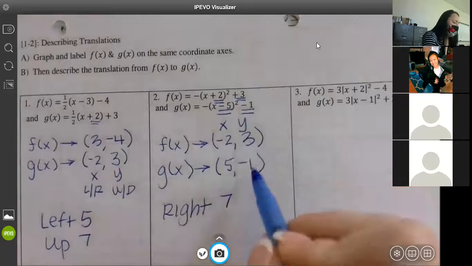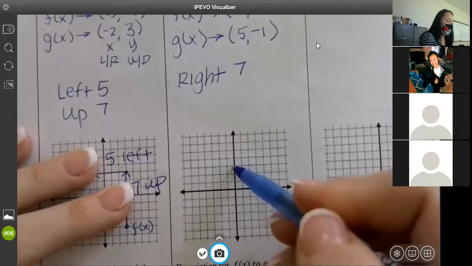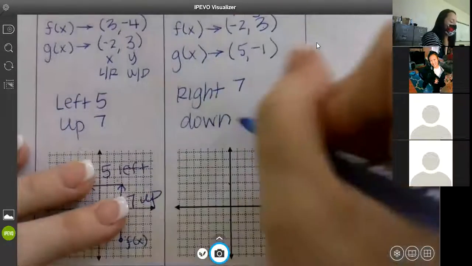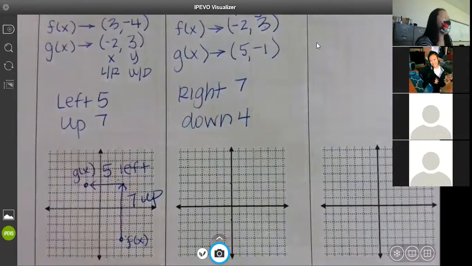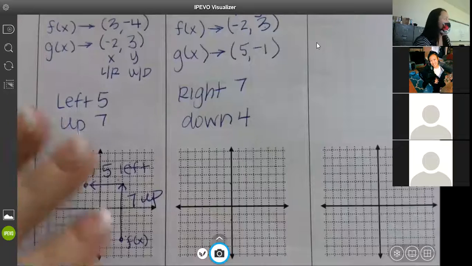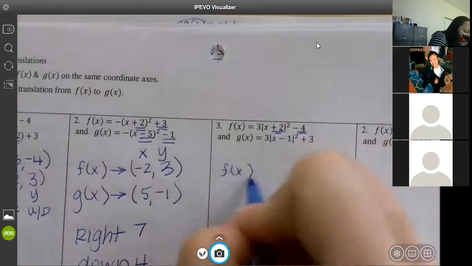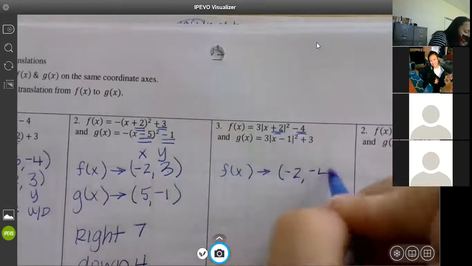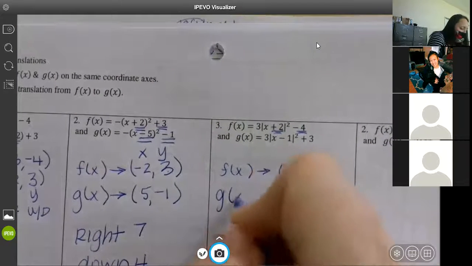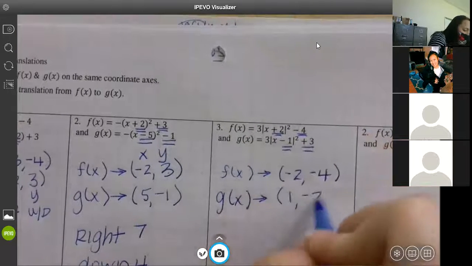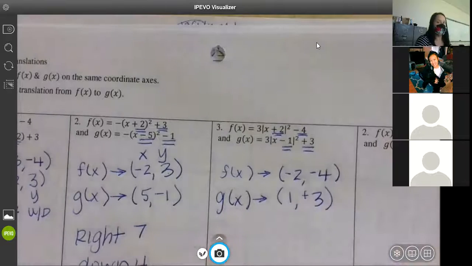Same thing on the other one, from 3 to -1. On the y-axis, on +3 to -1, I would be going down. And 3 to -1 is 4 units apart. That's all it's asking you, what is the translation? How did it move? Again, I don't need you to graph it, but if you'd like to, you surely can, okay? On the next one, change x, keep y. So -2, -4. This is the last one that we're going to do because the other one is exactly the same. Change x, keep y. So 1 and +3.